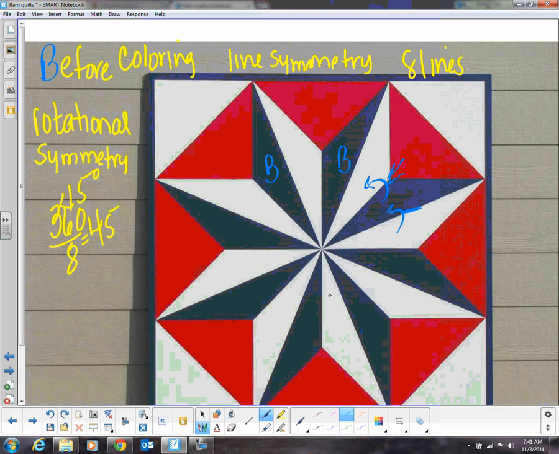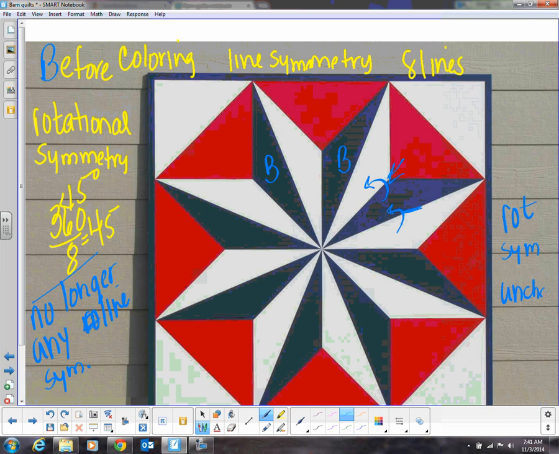Is there still rotational? Okay, so then you're going to tell me after coloring, there is no longer any line symmetry. However, the rotational symmetry is unchanged. You with me? The rotational symmetry is unchanged.